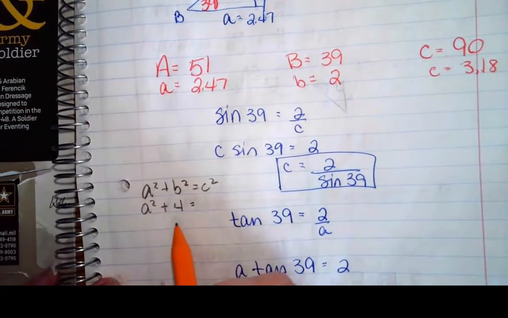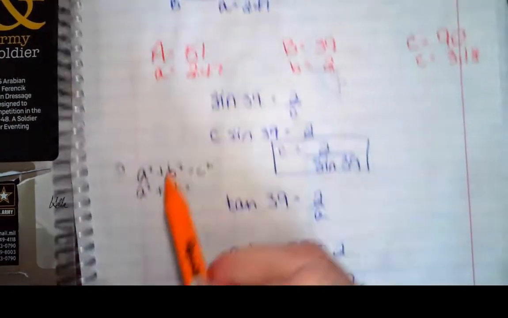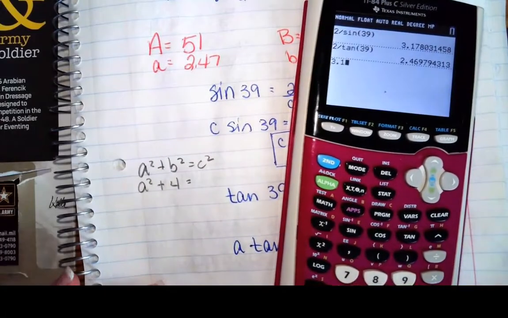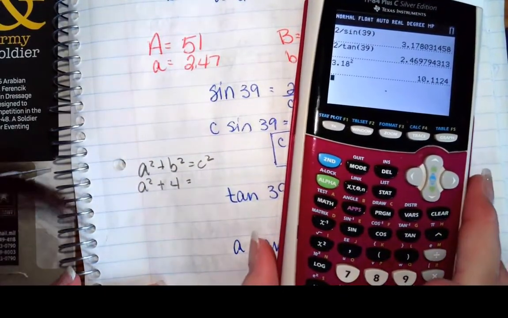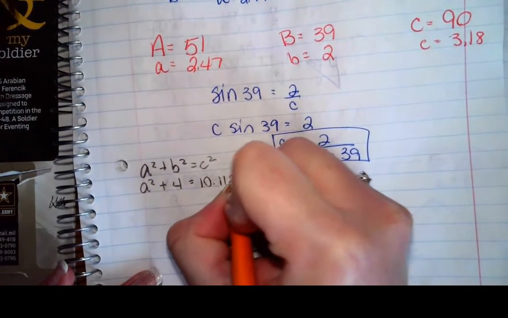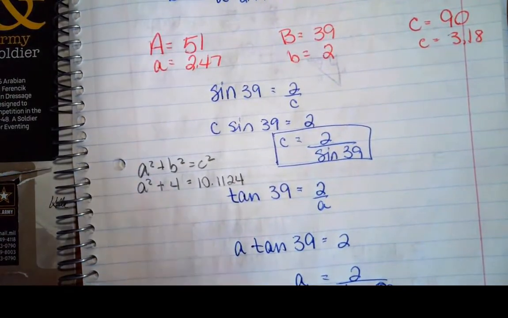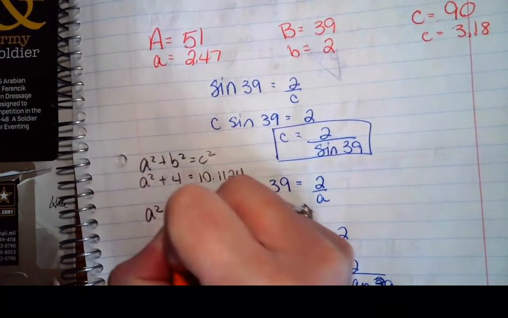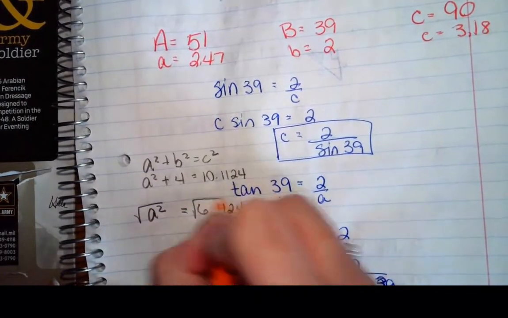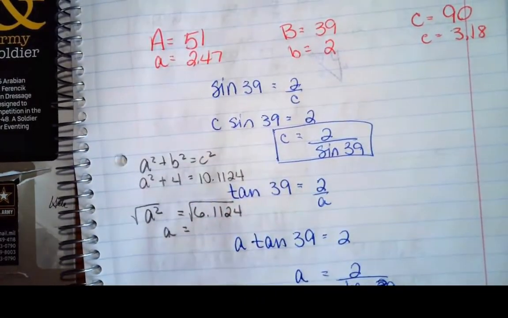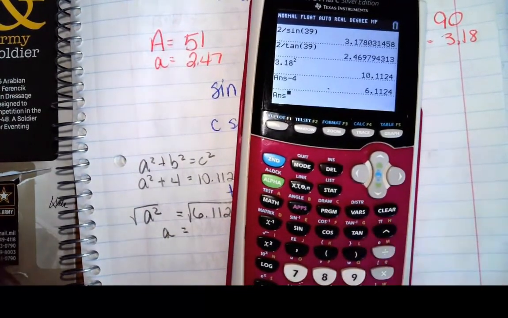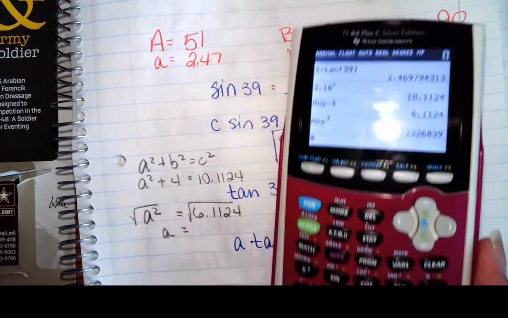Plus 4, because b is 2. So b squared, and then c squared would be 3.18 squared, which gives me 10.1124. So I'm going to subtract 4 from both sides. That's going to give me a squared equals 6.1124. And then take a square root, and I will find out. So minus 4, and then raise that to the 0.5 power, and I get 2.47.